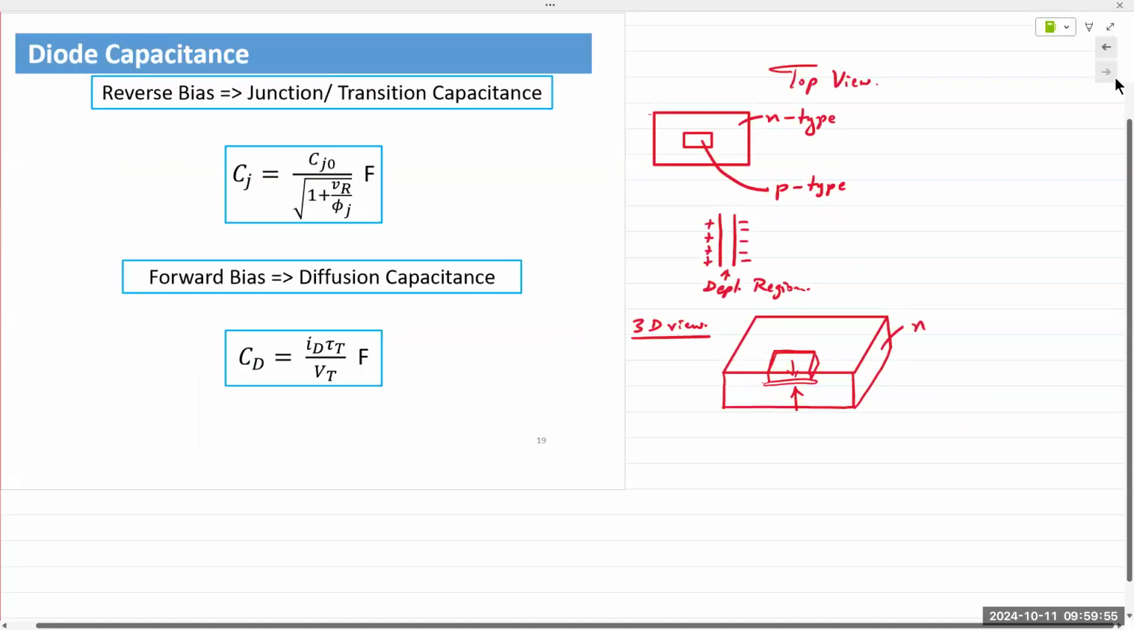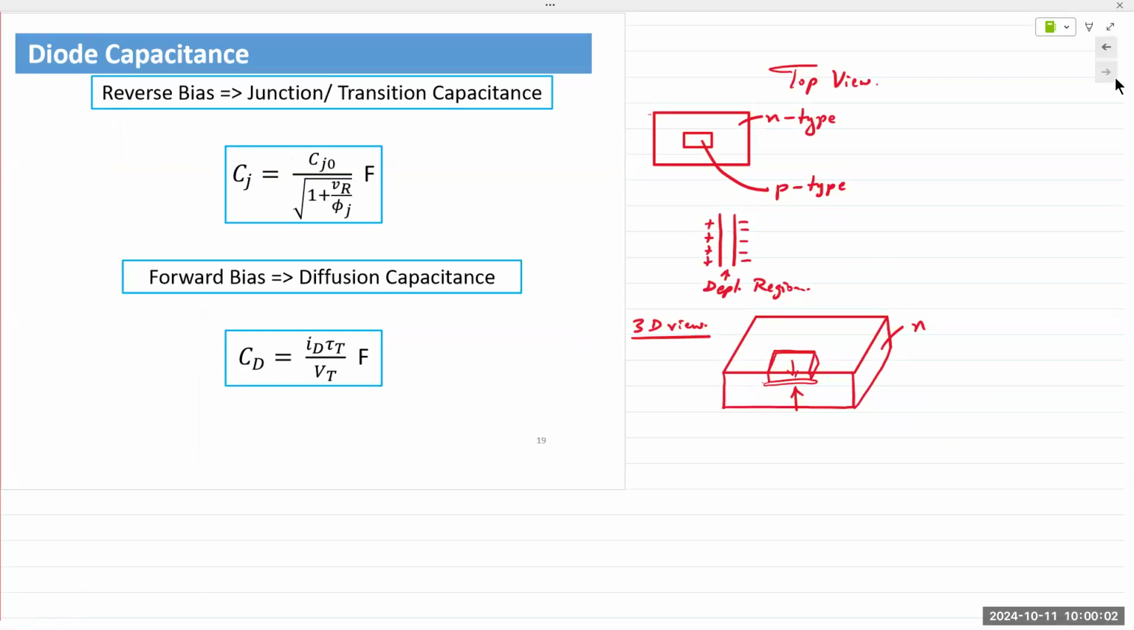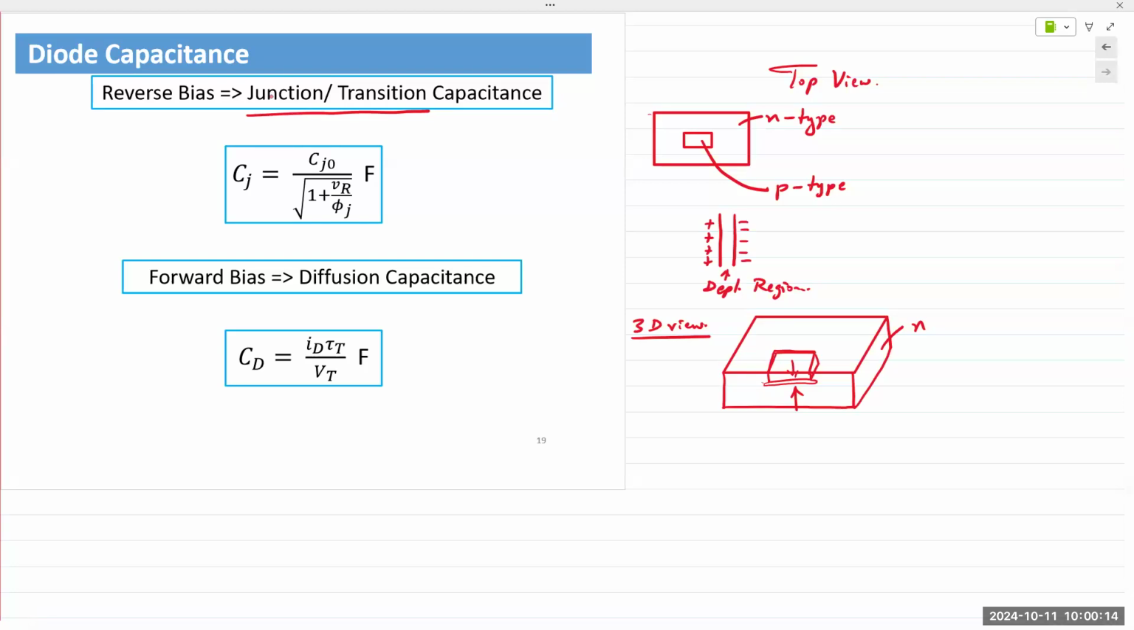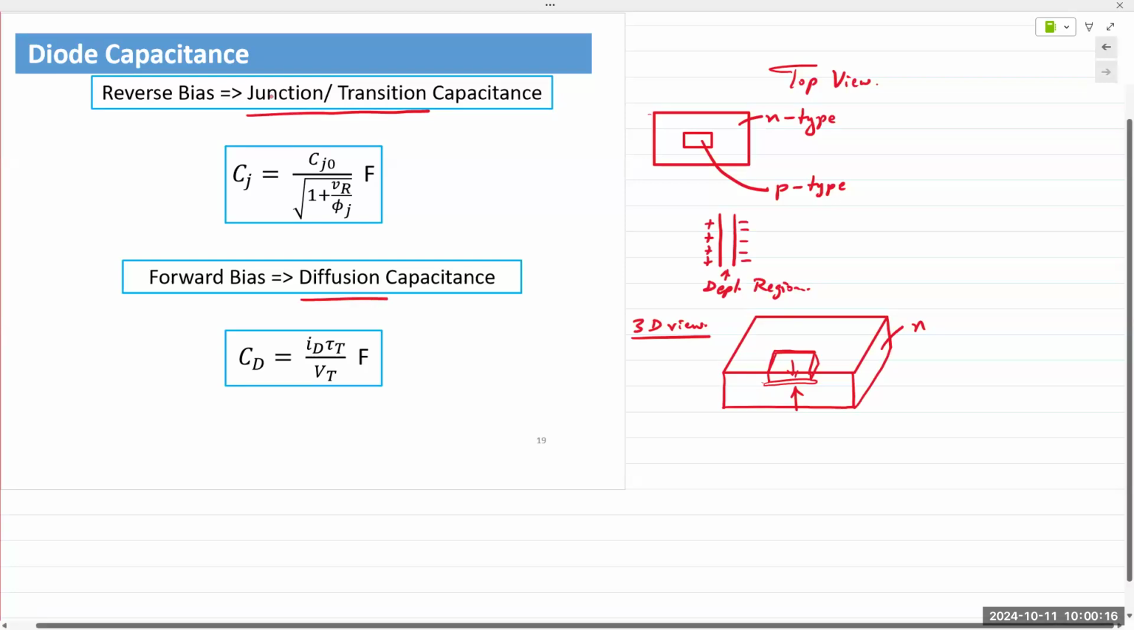Let's see right here. In general, I like to call it depletion region capacitance. It is present in both reverse bias and forward bias. In the reverse bias, we label it as the junction or the transition capacitance. Our book refers to it as the junction capacitance. And in the forward bias, we have diffusion capacitance.